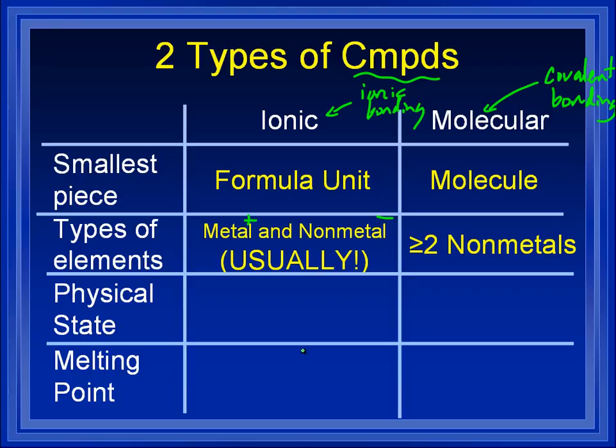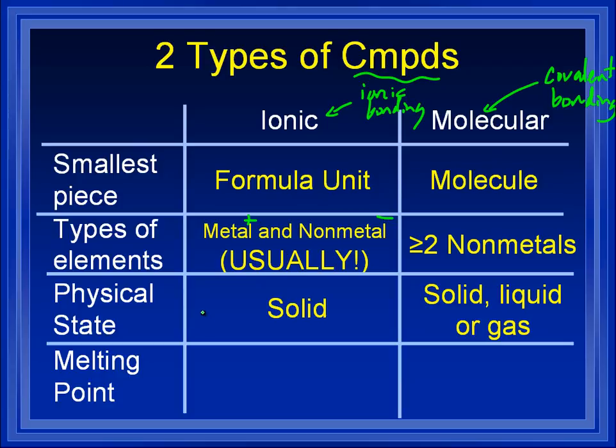Physical state, we just went over this in the reading guide. An ionic compound or an ionic bond is very strong. So at room temperature, they're usually solids. Whereas molecular compounds are not necessarily as strong, but diamond is molecular bonding, and that's very strong. But as far as bonds, a little bit weaker, so you could have a solid, a liquid, or a gas at room temperature.